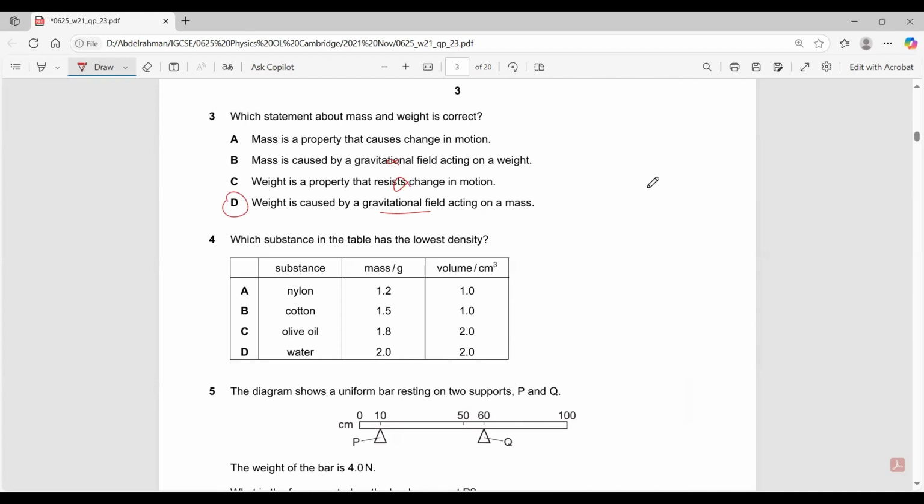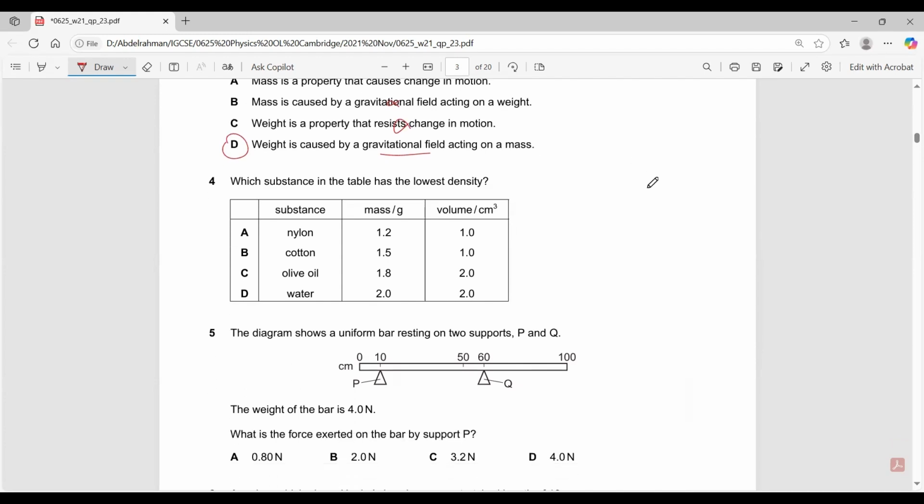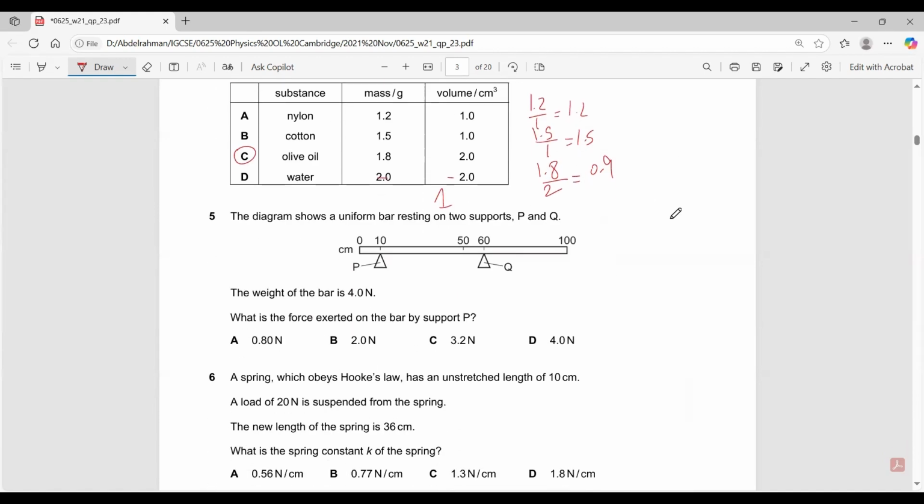Which substance in the table has the lowest density? 1.2 divided by 1 is 1.2. 1.5 divided by 1 is 1.5. 1.8 divided by 2 is 0.9. And the last one is 1. So the least density is C. Okay, 0.9.